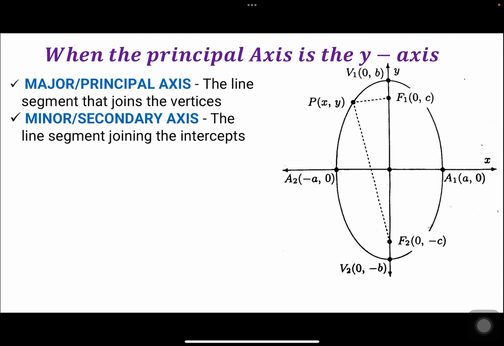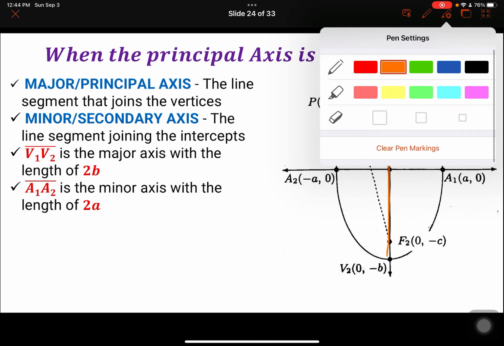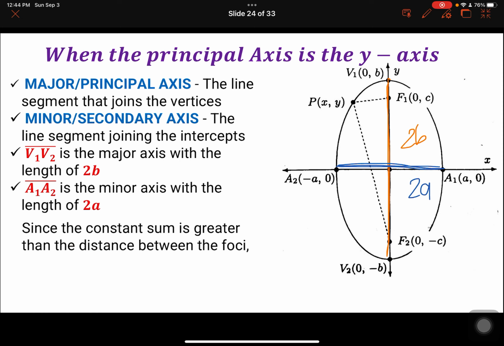Then the major axis is the same, only changed: the length is now 2b. When you add, it's 2b. And the minor axis will still be 2a. So, they just swapped. Since the constant sum is greater than the distance between the two foci, b squared is now the larger one. b is greater than c and b is greater than a, so b squared is equal to a squared plus c squared. You don't need to memorize this. Just remember that whichever is longer is the one that is squared, and equate it to the addition of the others.